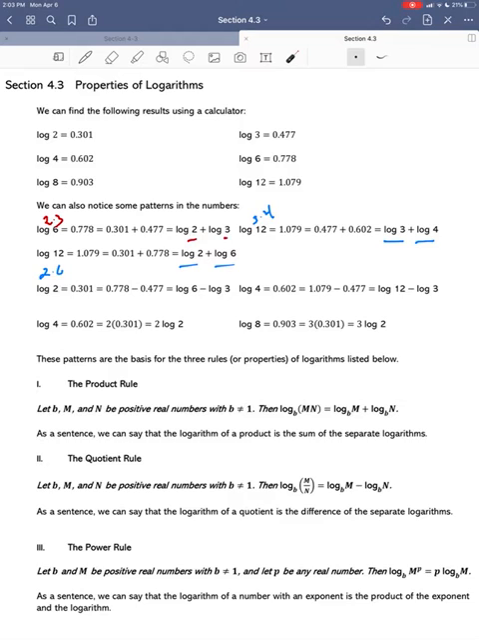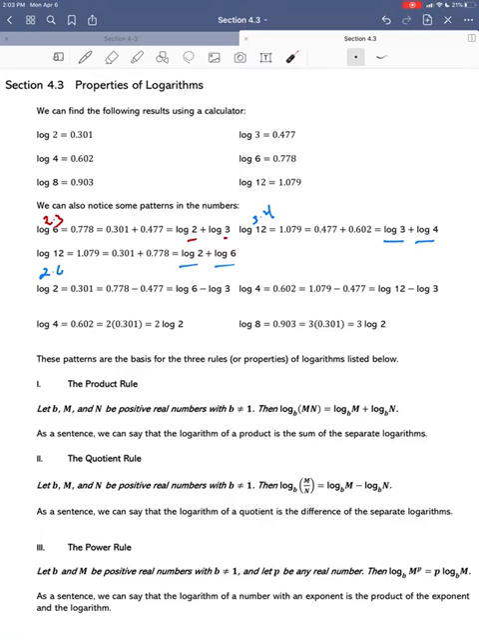We have other patterns just like this that work for subtraction or division. So the log of 2 is the same thing as the log of 6 minus the log of 3. 6 divided by 3 is 2. The log of 4 is the log of 12 minus the log of 3. 12 divided by 3 is 4. So we get the quotient rule down here. In general, the log of m divided by n is just the log of m minus the log of n, or we say the log of a quotient is the difference of the logs.